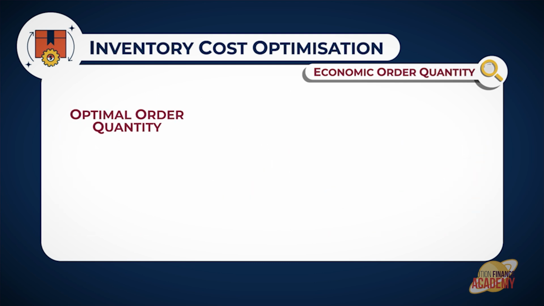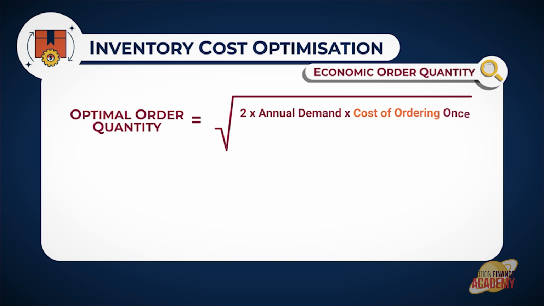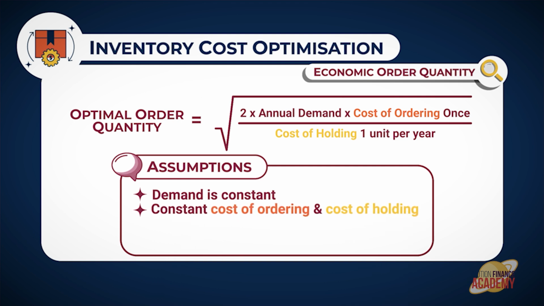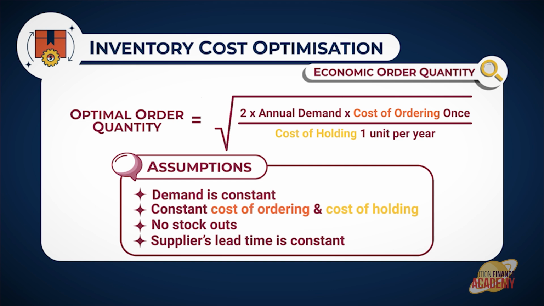The optimal ordering quantity, which balances both holding and ordering costs, can be calculated using the economic order quantity, which is the square root of 2 times the cost of ordering once times demand divided by the cost of holding one item of inventory. This formula assumes the following: demand is constant, ordering and holding costs are constant, there are no stockouts, and the time suppliers take to deliver inventory, otherwise known as lead time, is constant.